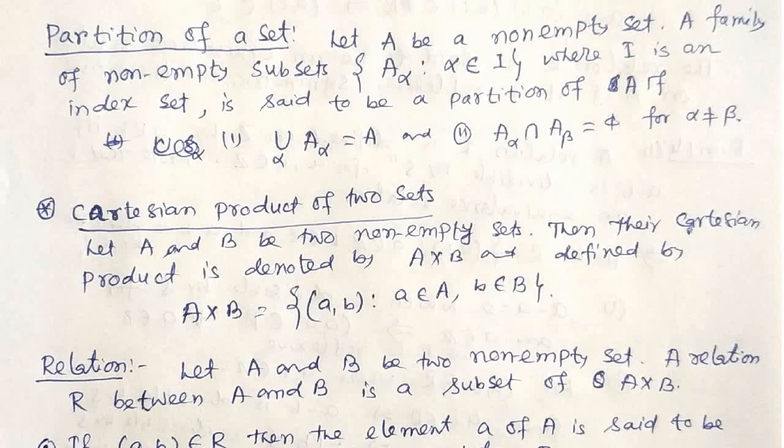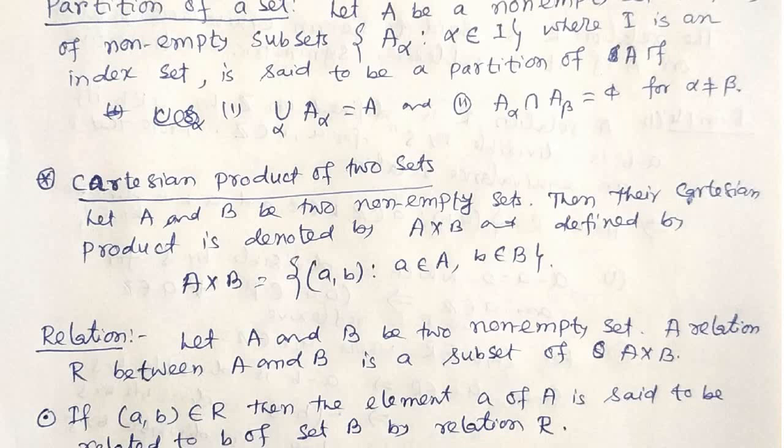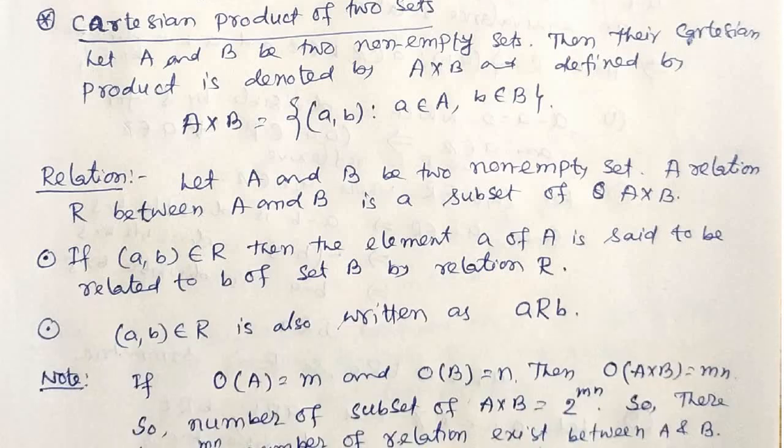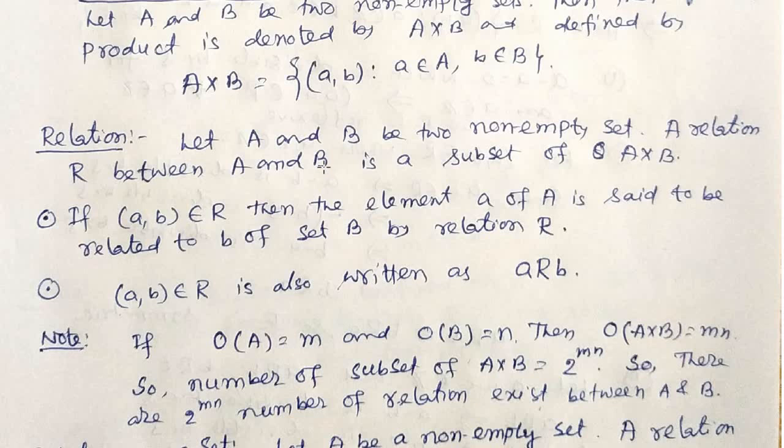Let's see the definition. Let A and B be two non-empty sets. Then their Cartesian product is defined as the set of all pairs (a, b), where the first element comes from the set A and the second element comes from the set B, and this is denoted by A cross B. Now, a relation between two sets A and B is any subset of this A cross B.